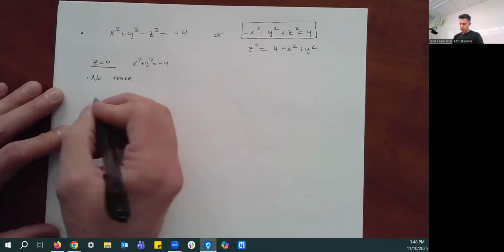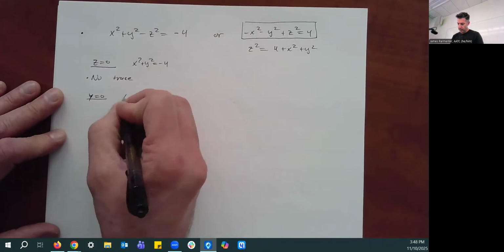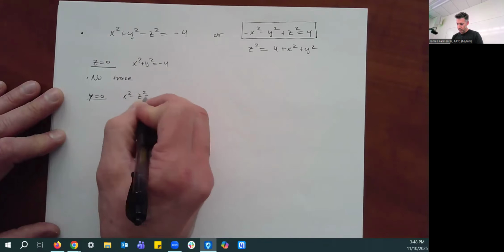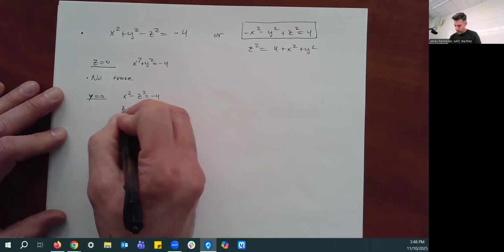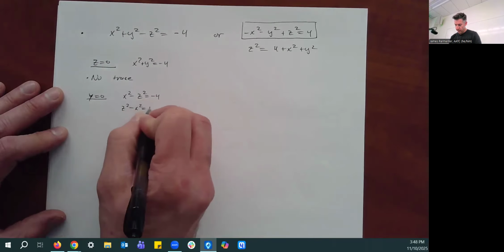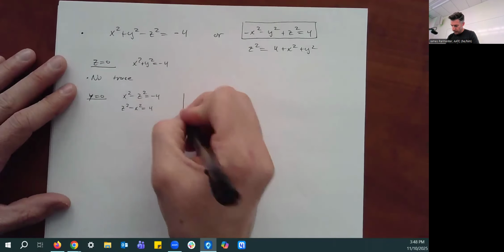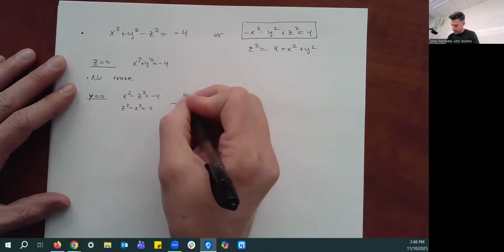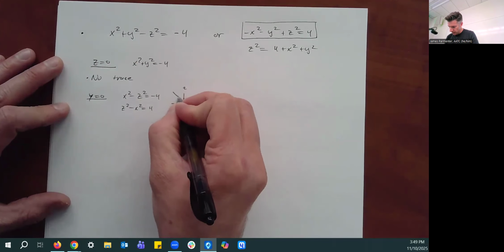But in the other two planes, we do have traces. For y equal to 0, we have x squared minus z squared equal to -4. Or if you prefer, z squared minus x squared equal to +4. But that tells me it's a hyperbola, but now instead of opening on the x-axis, it's opening on the z-axis. So this one looks like this. There's x, there's z, and my z-intercepts are +2 and -2. So kind of like that.